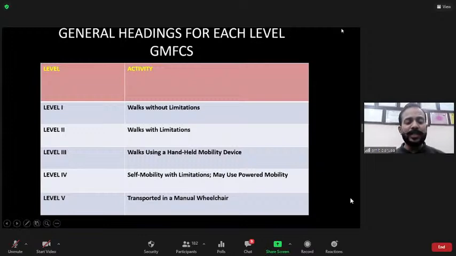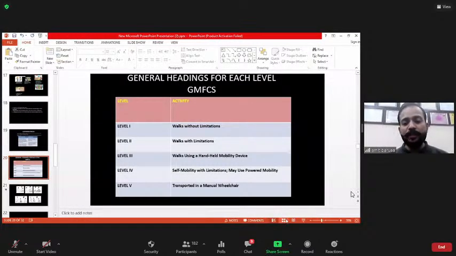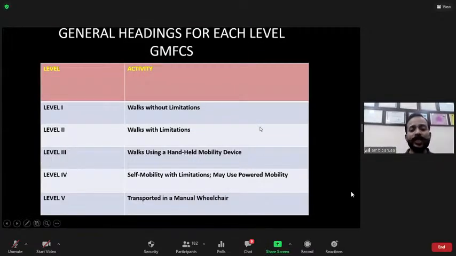What is this particular scale talking about? It's talking about how the child is walking in that particular scenario. Level one is mostly talking about independence, like they can walk anywhere. Why am I saying anywhere? Imagine a child walking inside the house or in our clinic without any support, independently. But what about the outside? That also has to be considered before classifying any child.